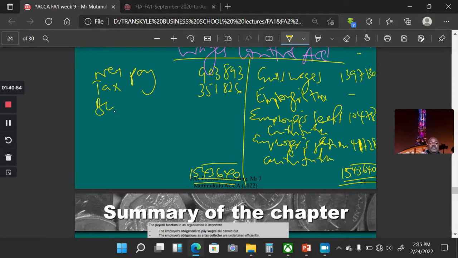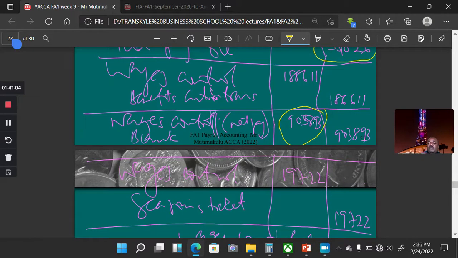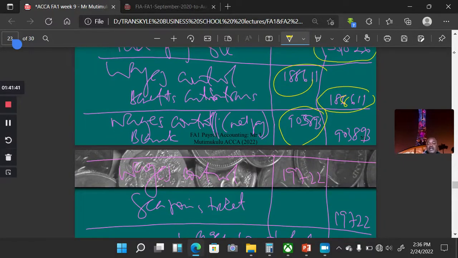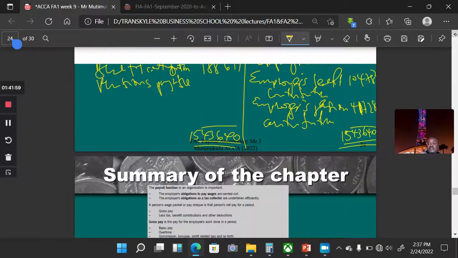We have to factor in the benefit contributions, and we calculated them as 188,611. Then we also have to factor in the pensions payable, and we also calculated this figure. It was 79,588.